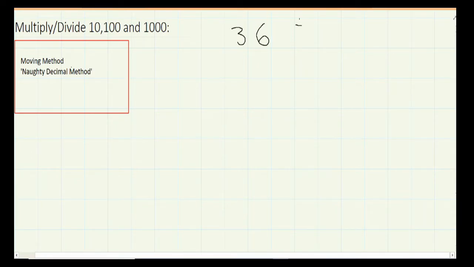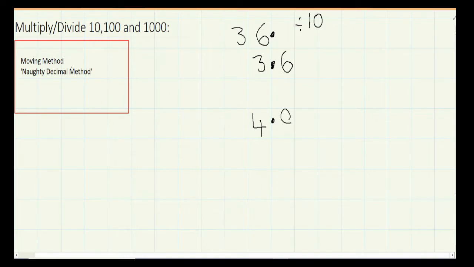Let's look at dividing by 10, 100 and 1000. So 36 divided by 10. Right, 36, there's no decimal point, so I put one on the end. Line up the decimal point underneath. Now divide makes things smaller usually. Divided by 10 is one place smaller, we get 3.6. I call it the moving method because we've moved it one place smaller.